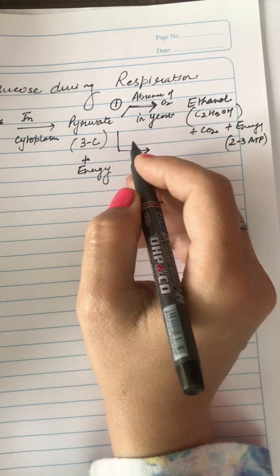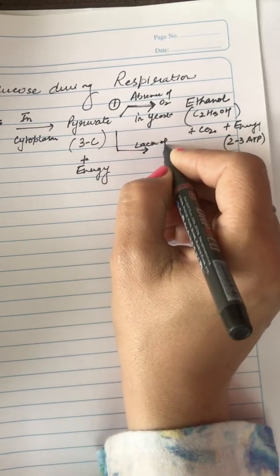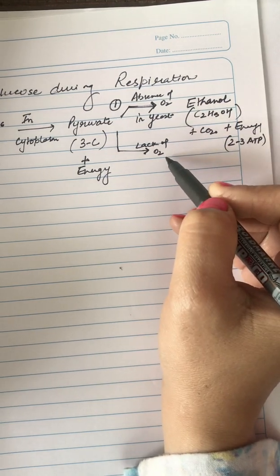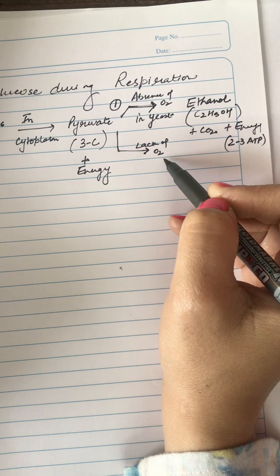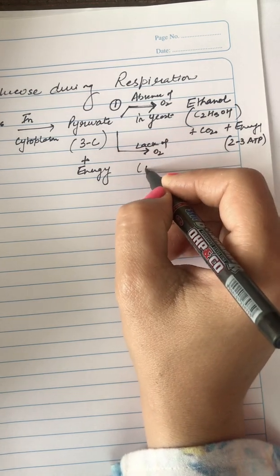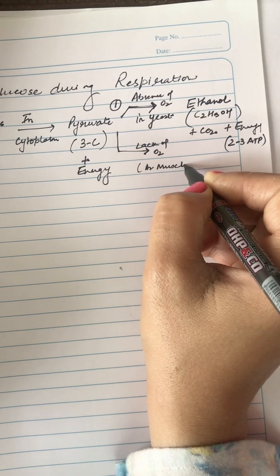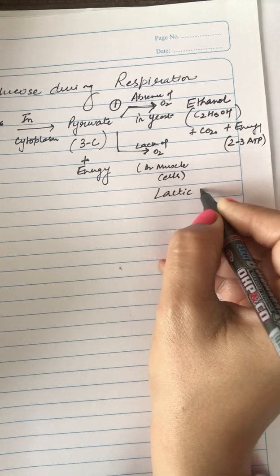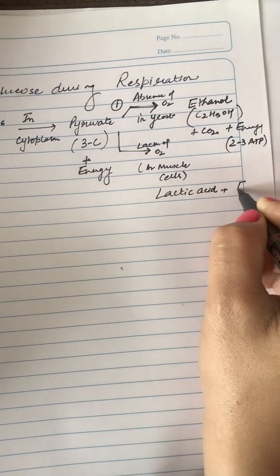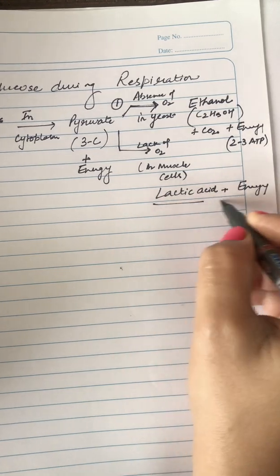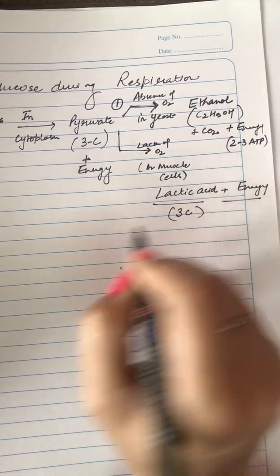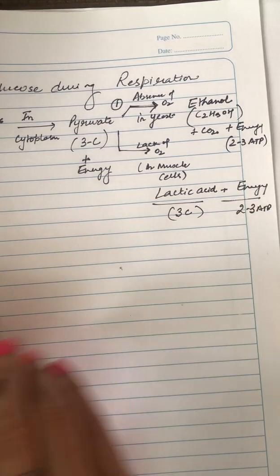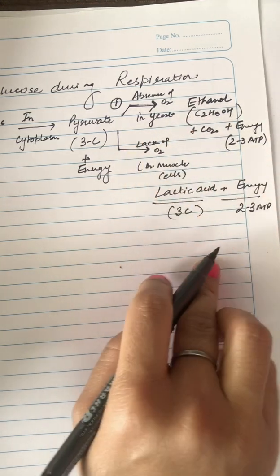Second breakdown of pyruvate is lack of oxygen. Initially we had given an environment where there is no oxygen. Here we are giving an environment which has lack of oxygen. Where does it happen? In our muscles. In muscle cells, there is formation of lactic acid and energy. Lactic acid is also a 3-carbon compound. And energy release here is also 2 to 3 ATP molecules. Clear? I'll discuss all these points.